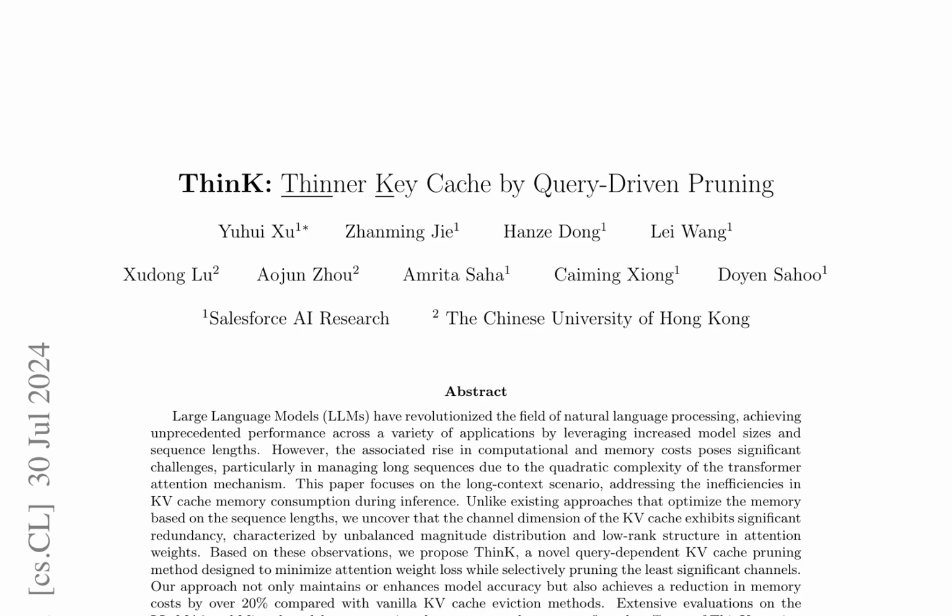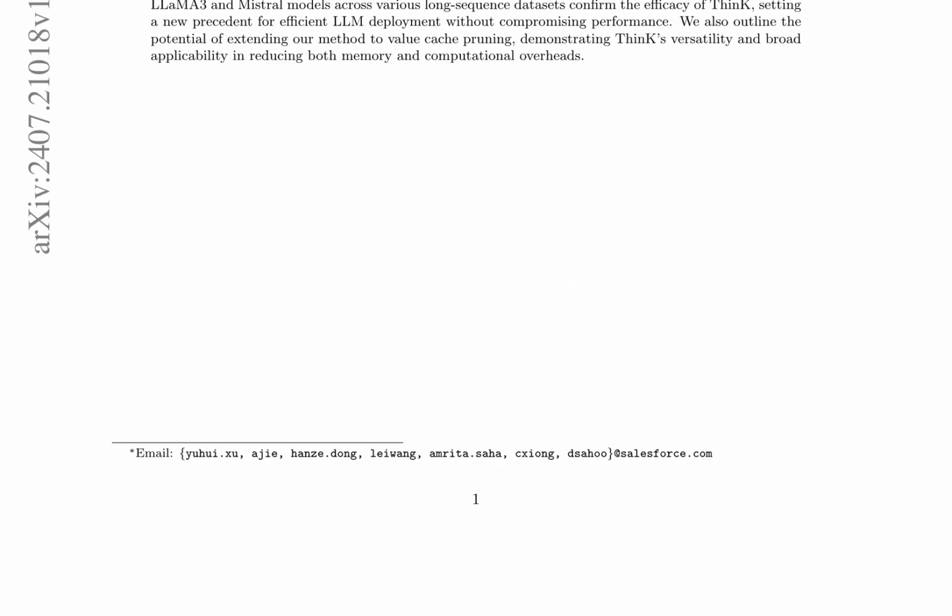Unlike existing approaches that optimize the memory based on the sequence lengths, ThinK uncovers that the channel dimension of the KV cache exhibits significant redundancy, characterized by unbalanced magnitude distribution and low-rank structure in attention weights.